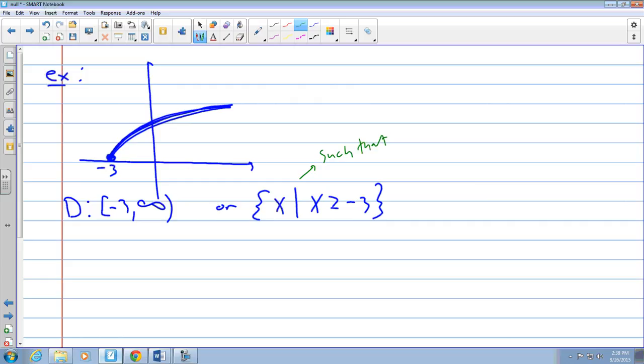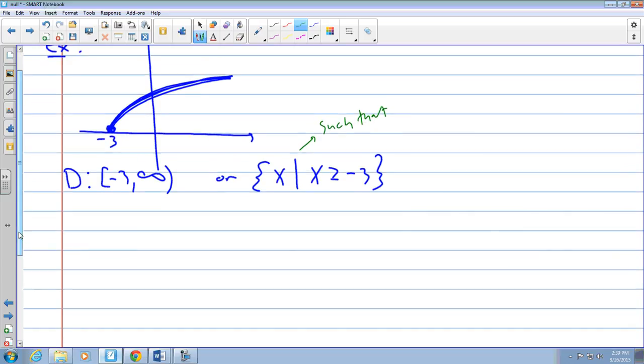Especially in my math lab, it will tell you, hey, use the interval notation, or use the set notation, or there'll be multiple choice most likely. Yeah, so that's the interval notation, that's the set notation. So that's the domain.